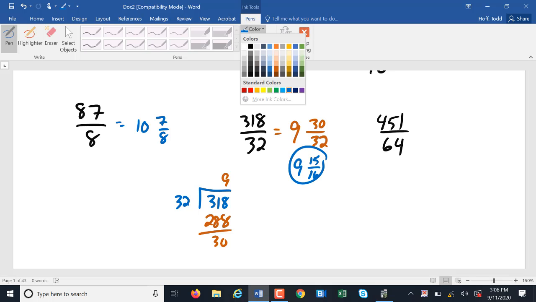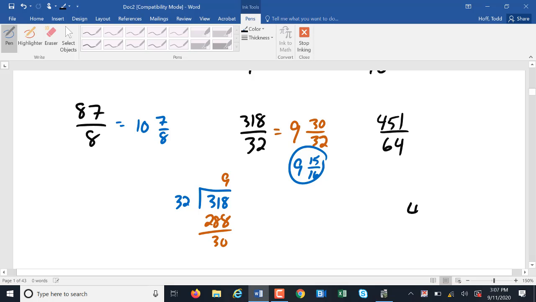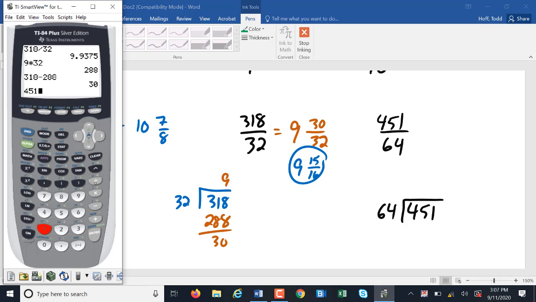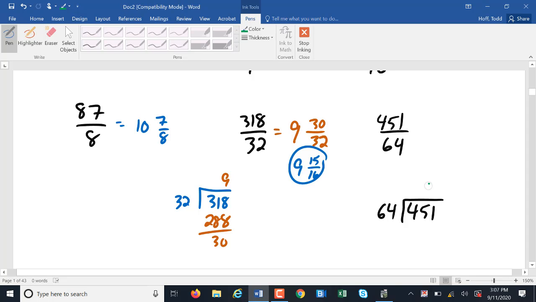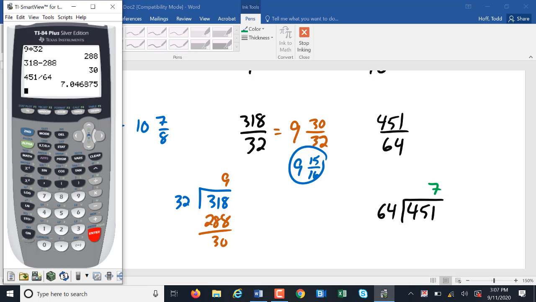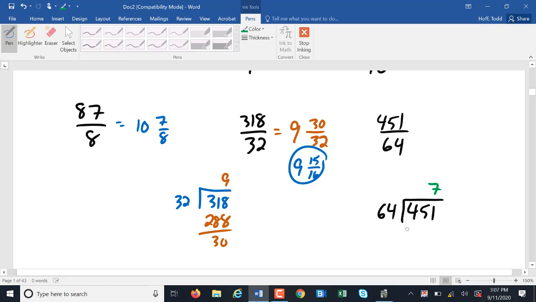The next one here, 451 over 64. We'll do the same thing. So do the 451 divided by 64. Gives us 7. Then we do the 7 times 64, which is 448, yep. And then, of course, we can subtract to get 3 left over. So that's 7 and 3/64.